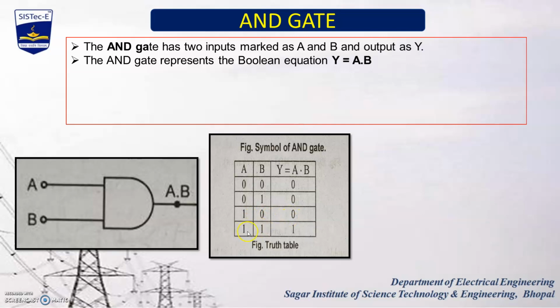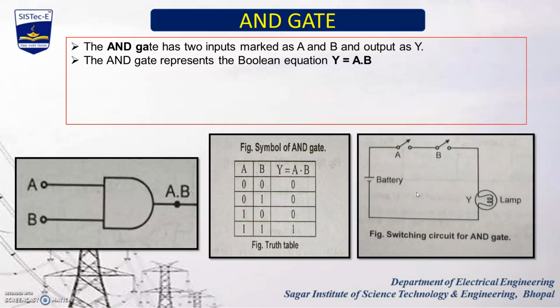In the fourth case, when both inputs are high, meaning input A is 1 and input B is also 1, then the output will be 1 dot 1, meaning A dot B will be high. With the help of this diagram, it looks like a battery is connected to a lamp and controlled by two switches, A and B, and both switches are connected in series to the battery and lamp and in series to each other.